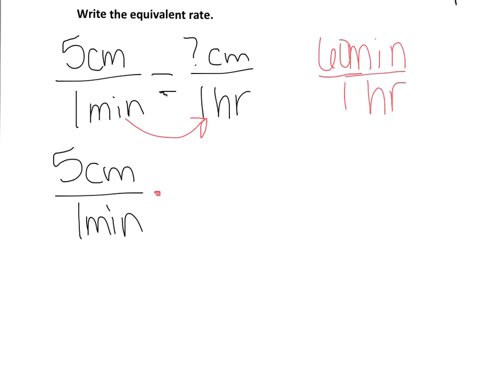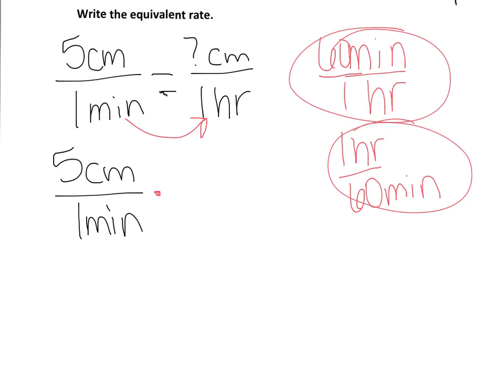I know there are 60 minutes in 1 hour. Now here's the thing. If you have a rate set up this way, you can also set up the rate as 1 hour to 60 minutes. The tricky part is we're going to have to figure out which one of these rates I need to use to convert my original rate.